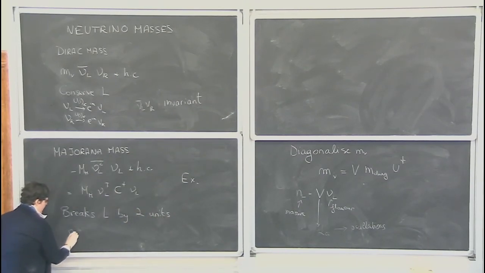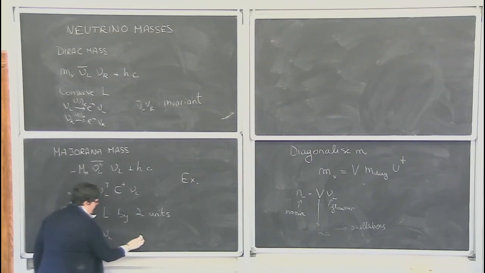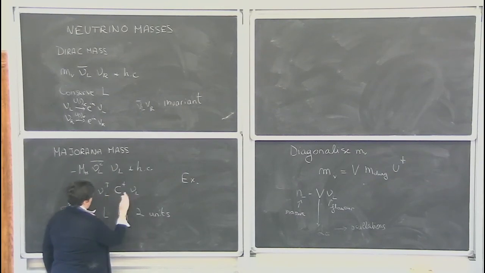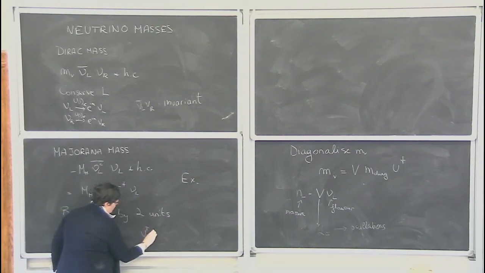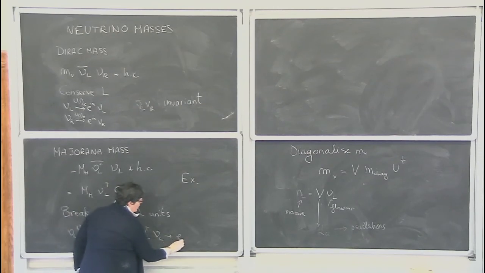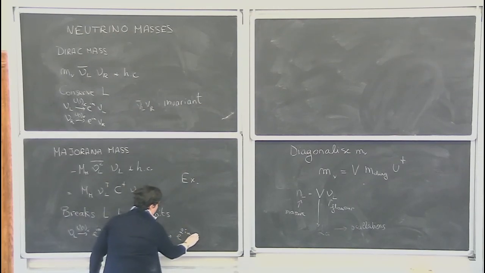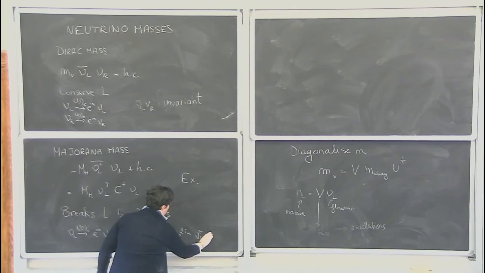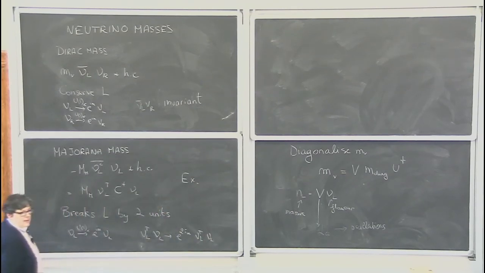In fact, if I do a U(1) transformation, ν_L will go into e^{iαν_L}, and this mass term here, ν_L^T ν_L, will go into e^{2iα} ν_L^T ν_L. So Majorana mass terms break lepton number, which also means they will induce Majorana neutrinos, as I will show you right now.